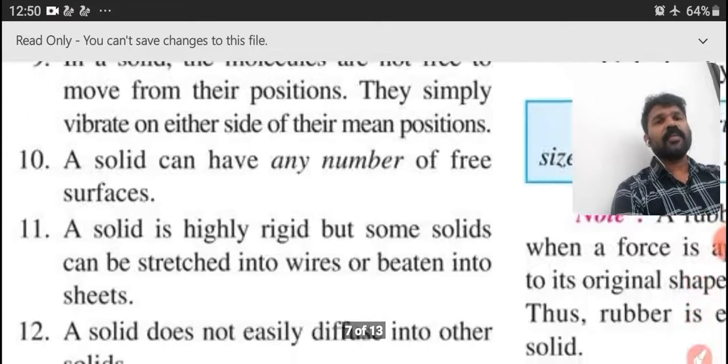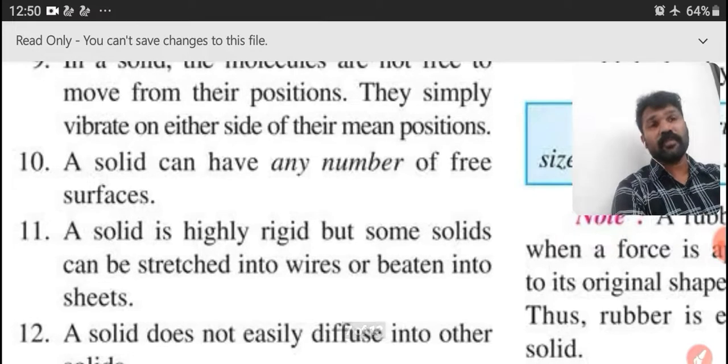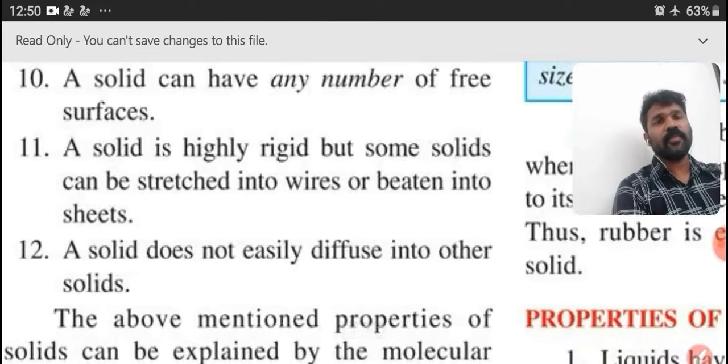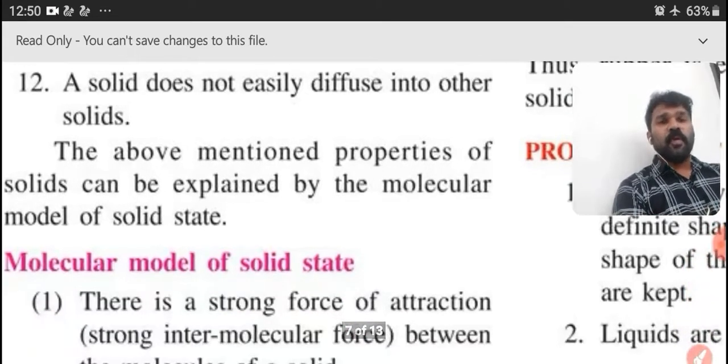A solid can have any number of free surfaces. A solid is highly rigid, but some solids can be stretched into wires or beaten into sheets. A solid does not easily diffuse into other solids. The above mentioned properties of solids can be explained by the molecular model of the solid state. This point we will discuss in the next session.